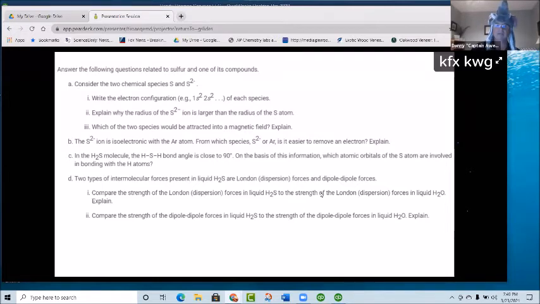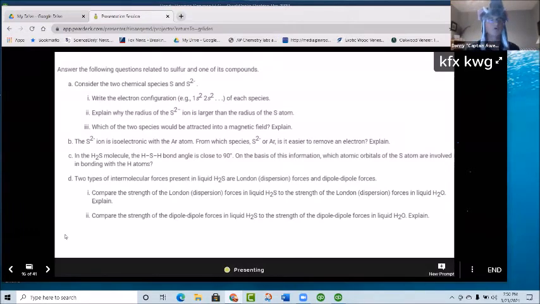And then the dipole-dipole forces in H2S compared to the dipole-dipole forces in H2O, that really comes down to who's more polar. And remember, polarity is a function of electronegativity. So who's more electronegative, the sulfur with the hydrogen or the oxygen with the hydrogen? We know electronegativity goes up and to the right, and oxygen is above sulfur on the periodic table. Since it's above sulfur, we would expect it to be more polar.